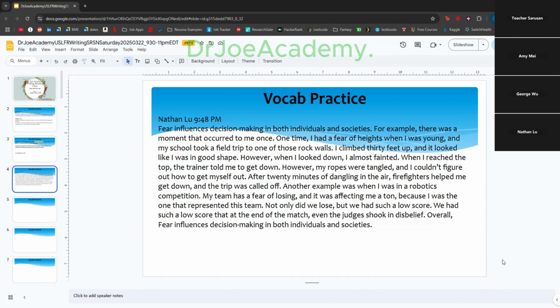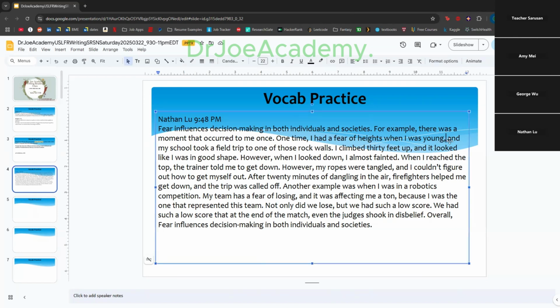One time I had a fear of heights when I was young, and okay, so here I don't think we need this comma right here. The word "and" is already connecting our clauses together, so the comma is kind of redundant. So I had a fear of heights when I was young, and my school took a field trip to one of those rock walls. We don't really have to say "one of those." We can just say took a field trip to a rock wall.